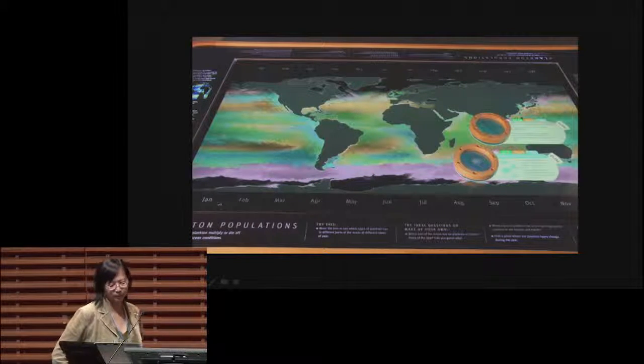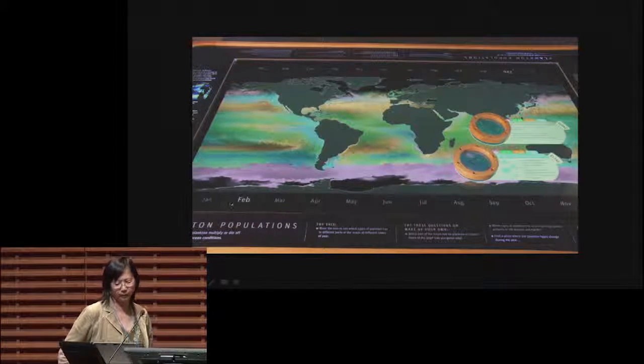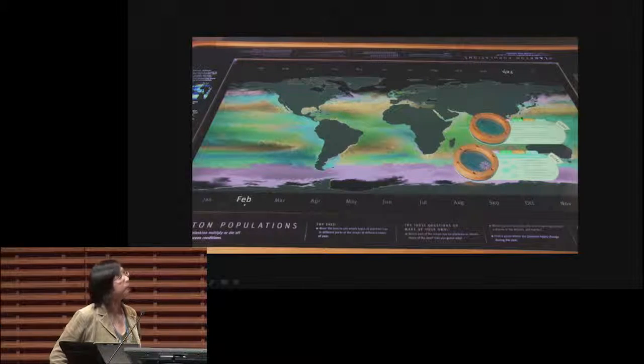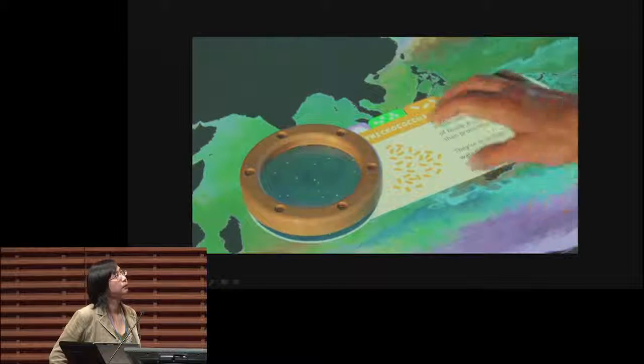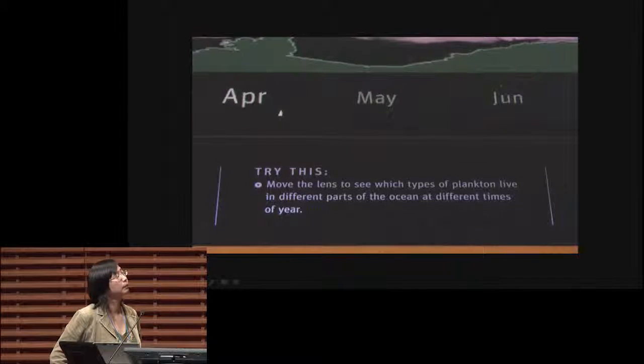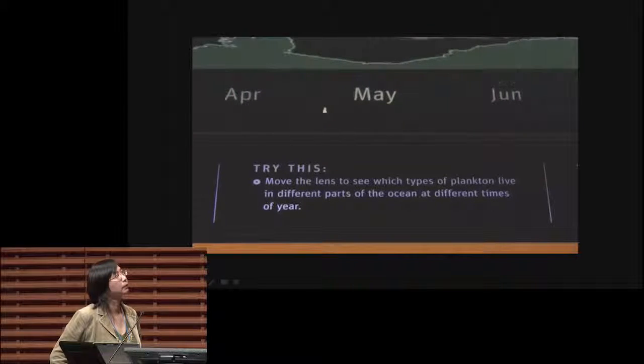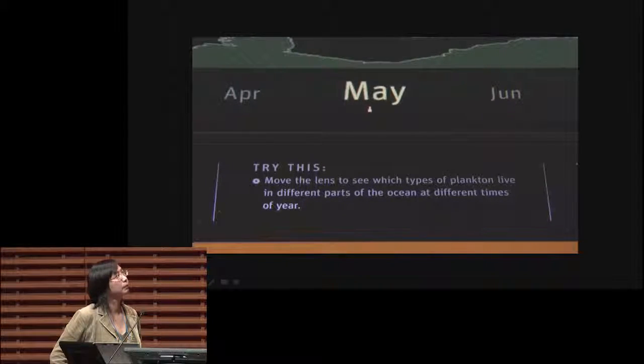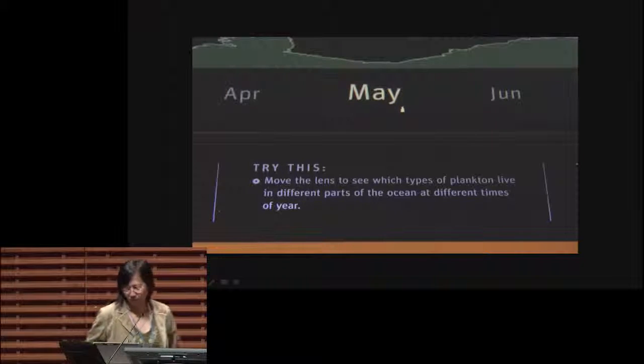So what we see here are 4 main population groups of plankton. Purple are diatoms, blue are dinoflagellates, the green are Prochlorococcus, and the orange are Synechococcus. You can also see that there's a timeline here that's showing time passing. So this model shows the plankton populations as they change over time.